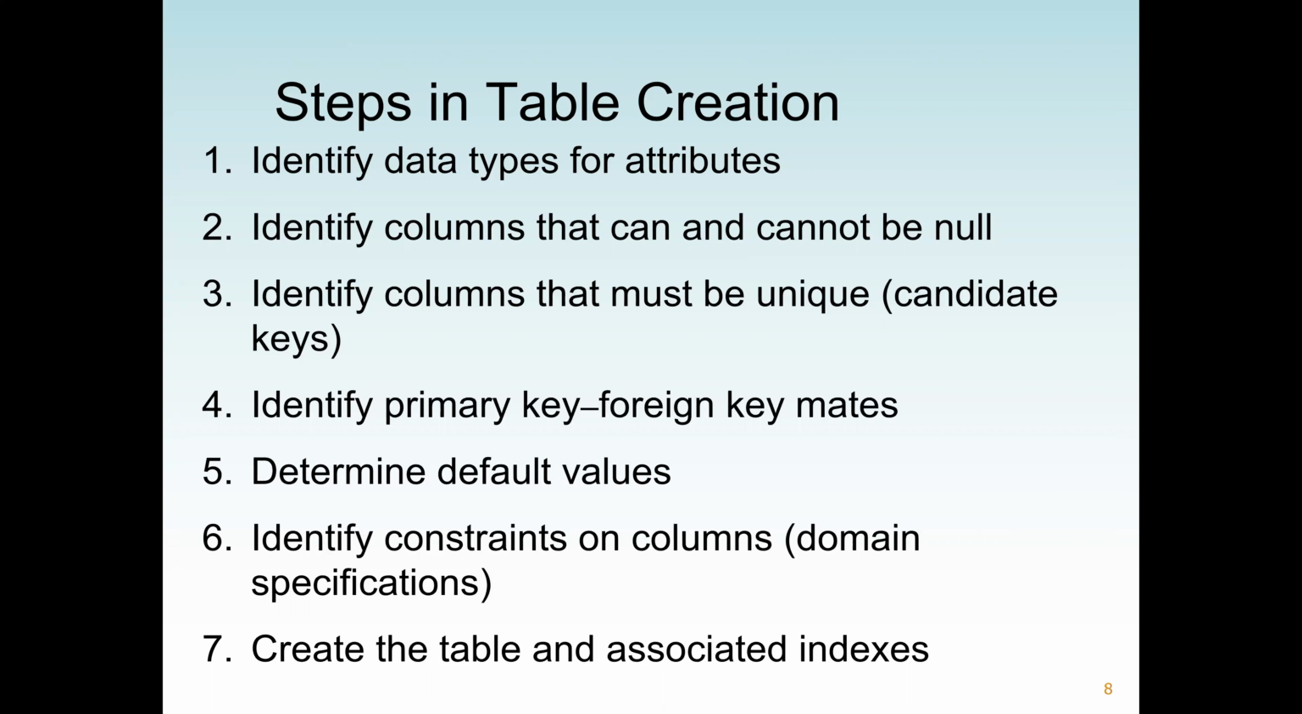So a field like this cannot be null. So we have to identify columns that cannot be null. Then also we identify columns that must be unique, which means the information in that column, only one record at a time will have that information, like the primary key field. Social security number, only one person has his own number. It's unique. Then we need to identify the primary key with the foreign key mates.